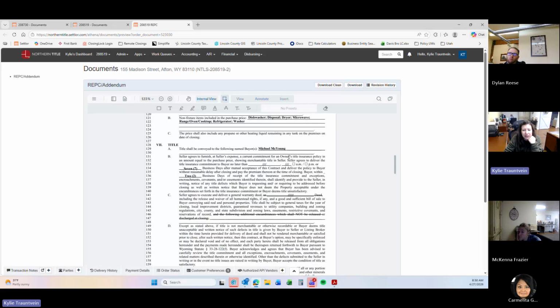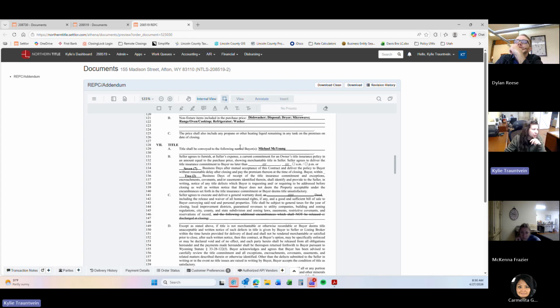Oh, here it is. So seller agrees to furnish at seller's expense a current commitment for an owner's title insurance policy in the amount equal to the purchase price. So here it just says that a policy will be issued, and it's assumed standard because it doesn't specify otherwise.